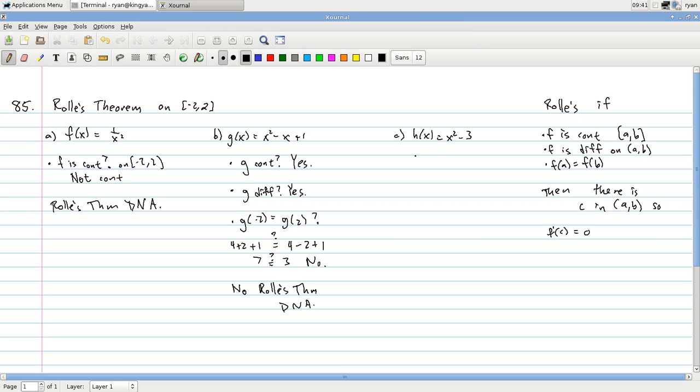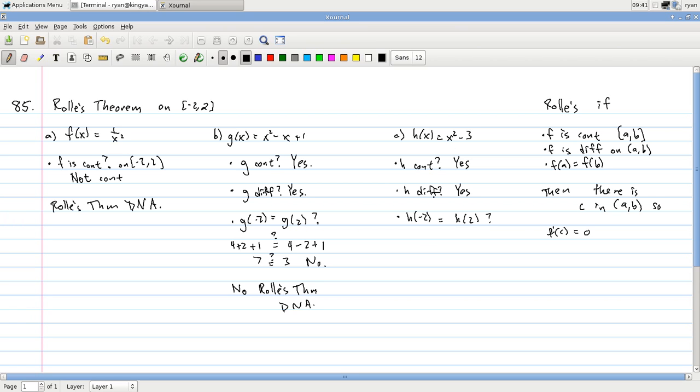Part C. We'll ask the same three questions. First, is h continuous on the interval? And it's a polynomial, so yes, h is continuous. We ask the second question, is h differentiable on the interval -2 to 2? And since it is a polynomial, yes, it's differentiable. And third, is h of -2 equal to h of 2? Do the endpoints agree?